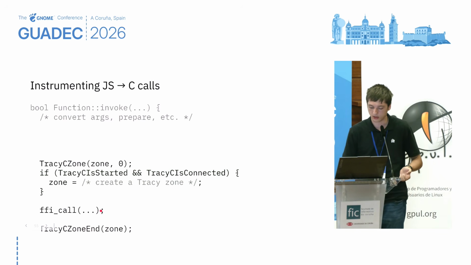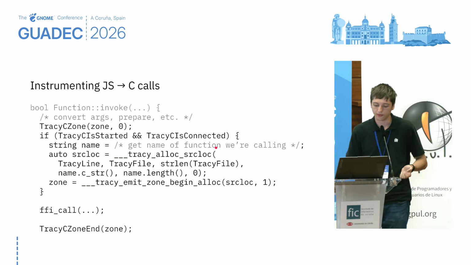Thankfully, GJS can provide a name here of the function. And then we can use this Tracy alloc srcloc, which is the function which the Tracy czone macro expands into. We can manually call it and pass it the name. And this will set the custom name for our zone.